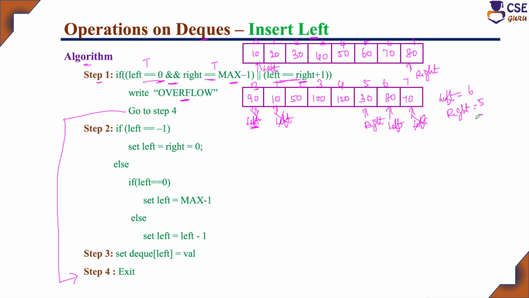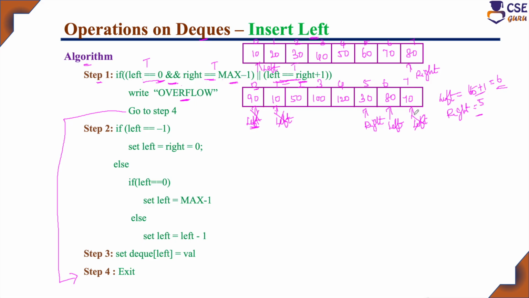So what is this condition? Left is equal to right plus 1. If you compute 5 plus 1, that is 6. This condition is true. And check here the Deque data structure: in all the memory locations we have allocated, we have placed elements.